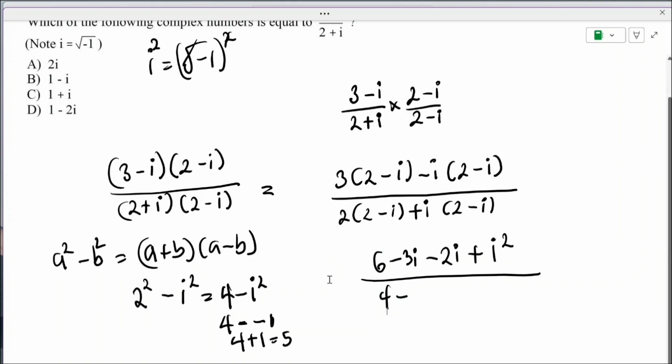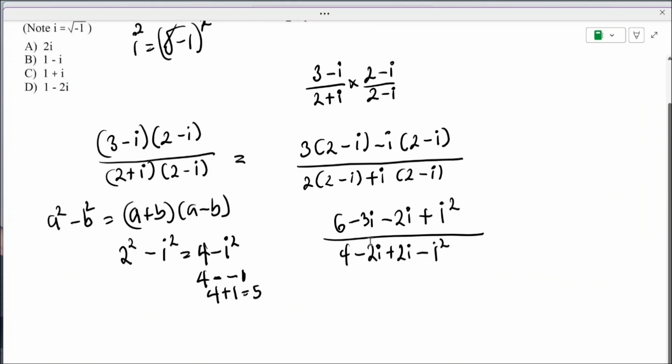Then 2 times I will give you 2I. Then you have plus I times 2. That will give you plus 2I. Then you have plus I times minus I. Start with the signs first. Positive times negative will give you negative. Then I times I will give you I square. We have this. We can further simplify.